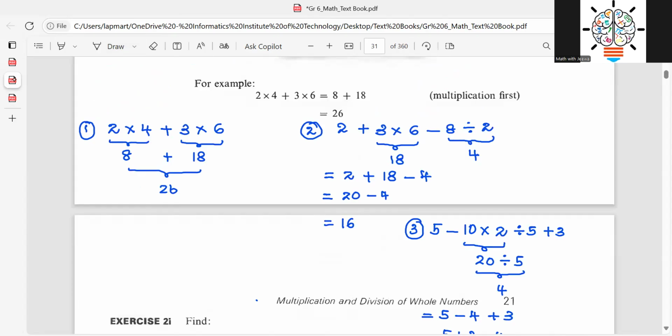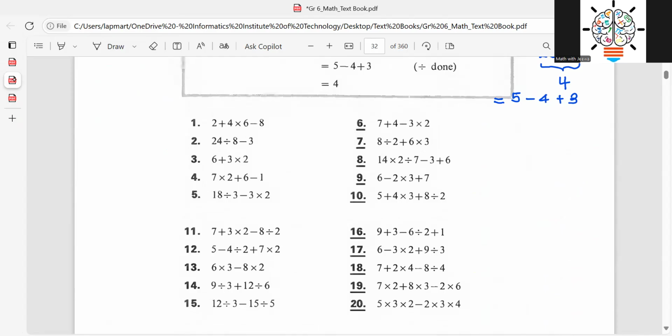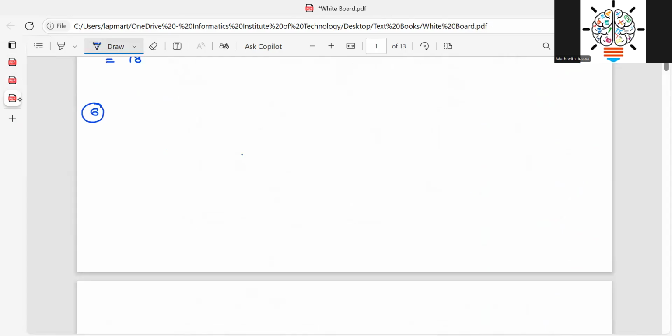So then here I want to do 6 plus 3 times 2. 3 times 2 is 6. And that 6 you add with the earlier 6. So then the answer is 12. So you just see that if it is simple, this is how we do it.